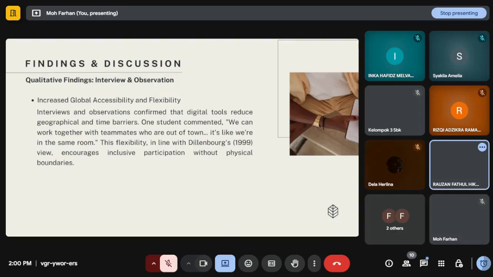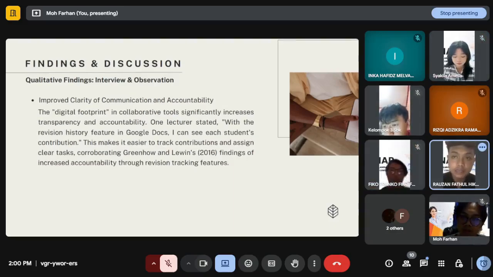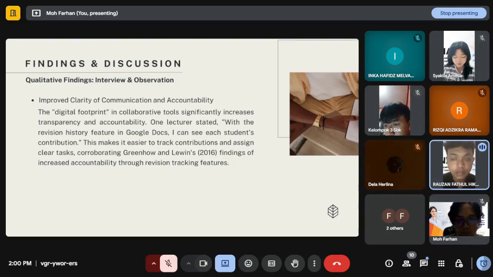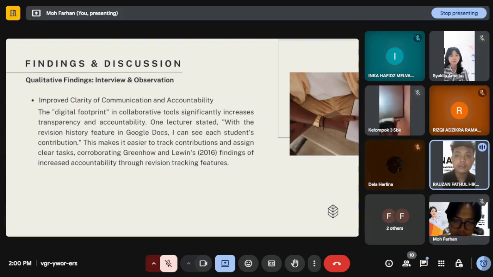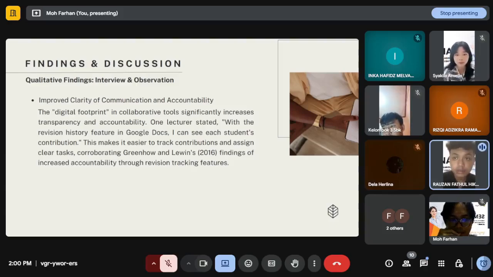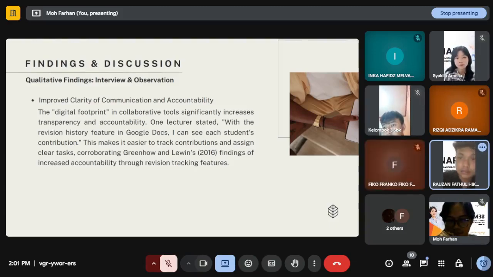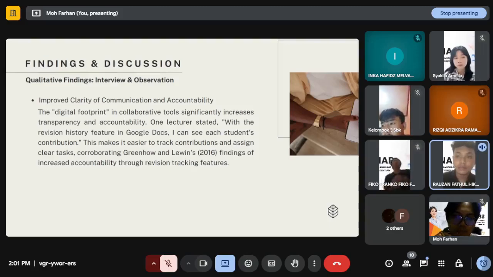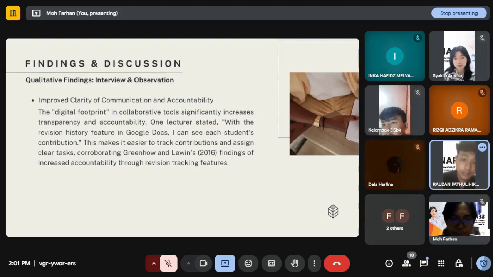The next is the improved clarity of communication and accountability. The digital footprint in collaborative tools significantly increases transparency and accountability. One lecturer stated, with the revision history feature in Google Docs, I can see each student's contribution. This makes it easier to track contributions and assign clear tasks, collaborating Greenhow and Lewin in 2016. Findings of increased accountability through revision tracking features. Next slide.